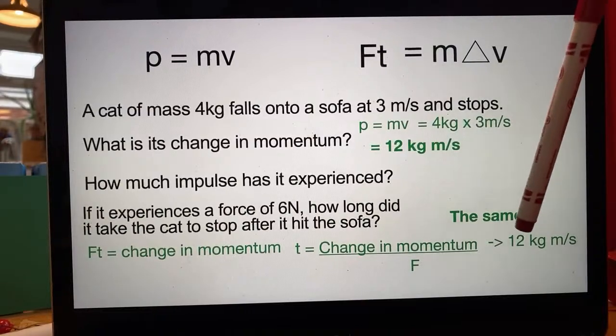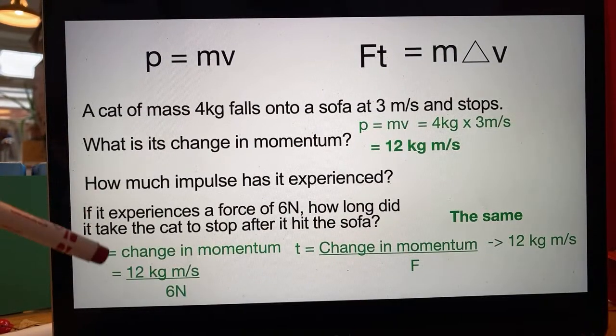And we know that the change in momentum is 12 kilogram meters per second. And we know that the force is 6, so it's just 12 divided by 6, which is 2 kilogram meters per second per newton. Let's not worry too much about the units in this one. It's 2 seconds. The answer was 2 seconds.